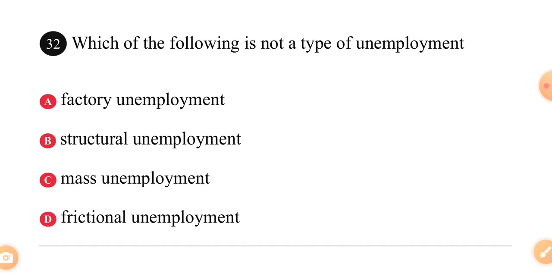32. Which of the following is not a type of unemployment? A. Factory unemployment. B. Structural unemployment. C. Mass unemployment. D. Frictional unemployment. Which of the following is not a type of unemployment?